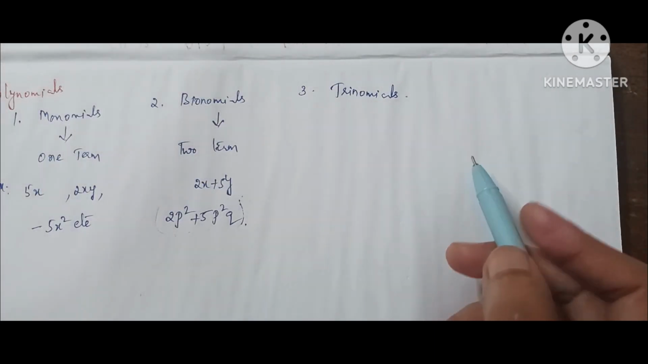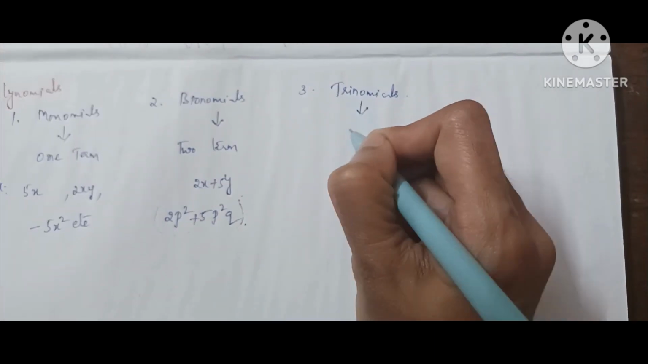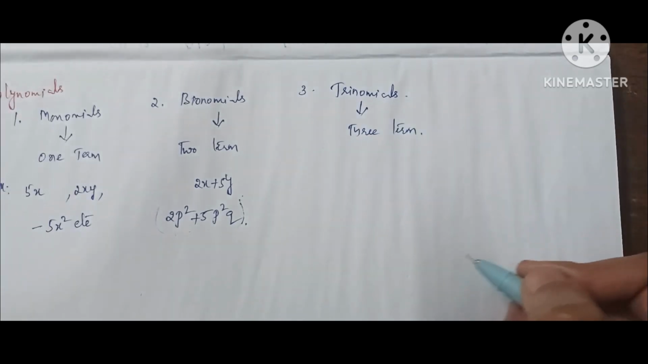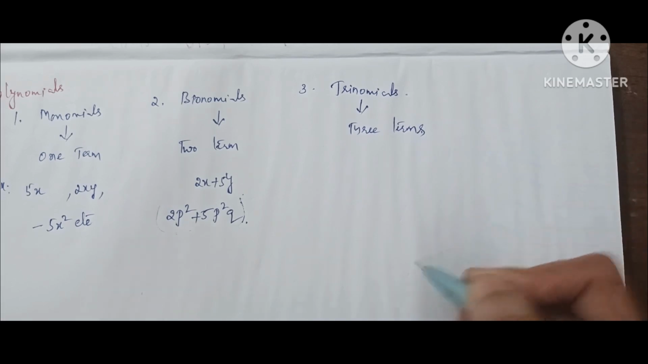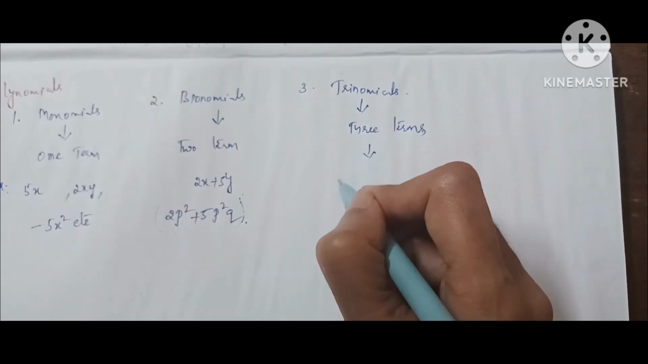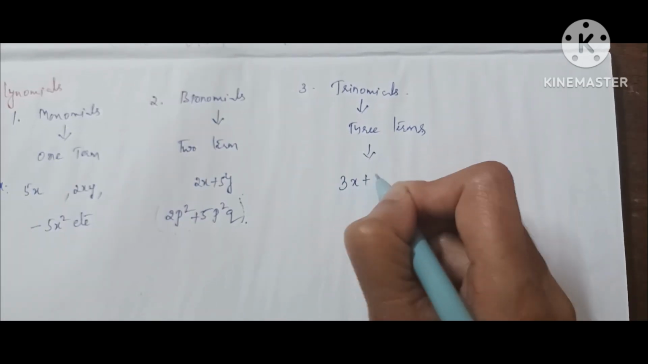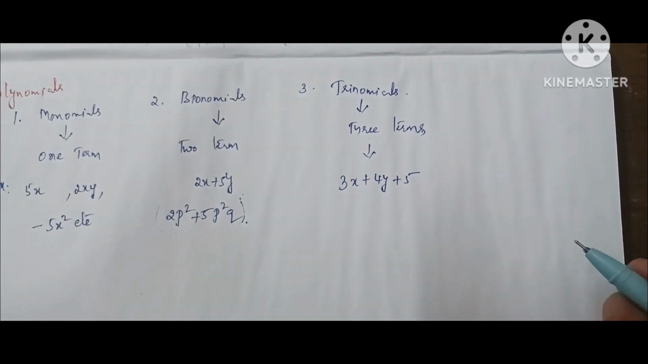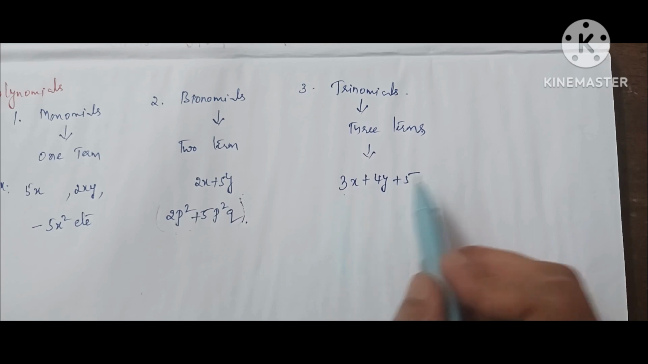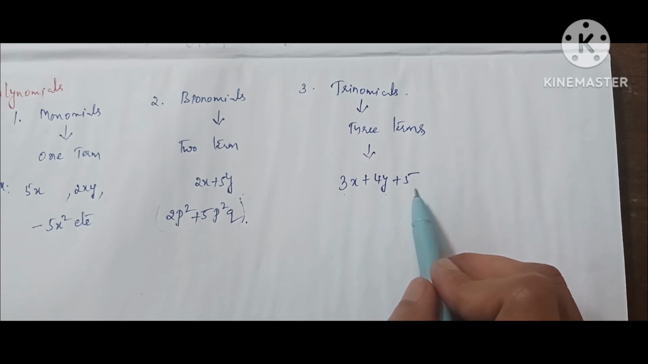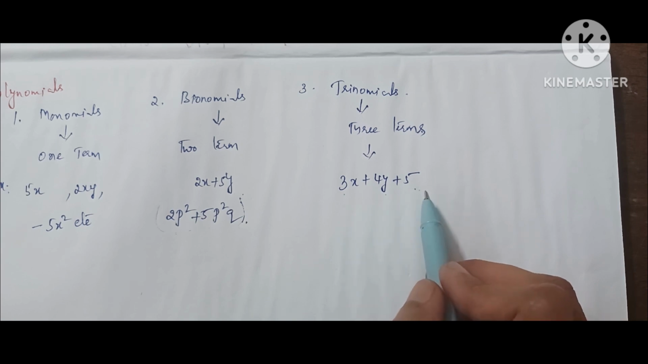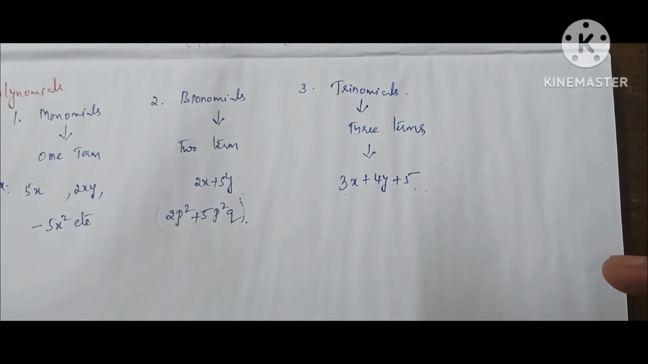Then trinomial. Tri means three terms in an expression. If you have three terms, it is called a trinomial. For example, if you write 3x plus 4y plus 5, this is a trinomial. 3x is one term, 4y is another term, and 5 is the constant. It is also considered a term. So how many terms are there? Three terms. So we name it a trinomial.